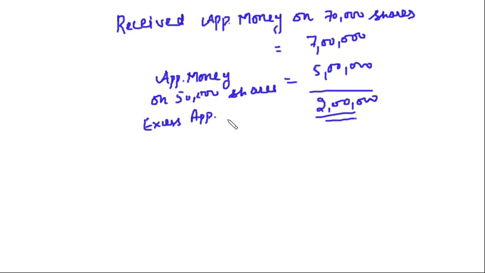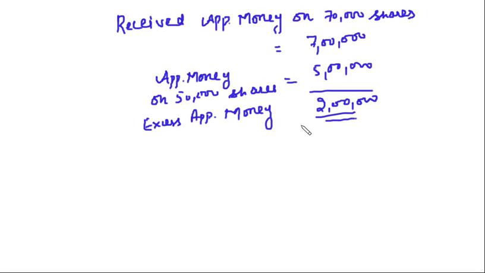In the first case, what we did was we outrightly rejected the applications, right? And whatever money was received on those rejected applications, we refunded that money. Now in this case, we have not outrightly rejected the applications. We have accepted all the applications. We have done partial allotment to all the applicants, but we have received excess application money. Now what to do with this excess application money?